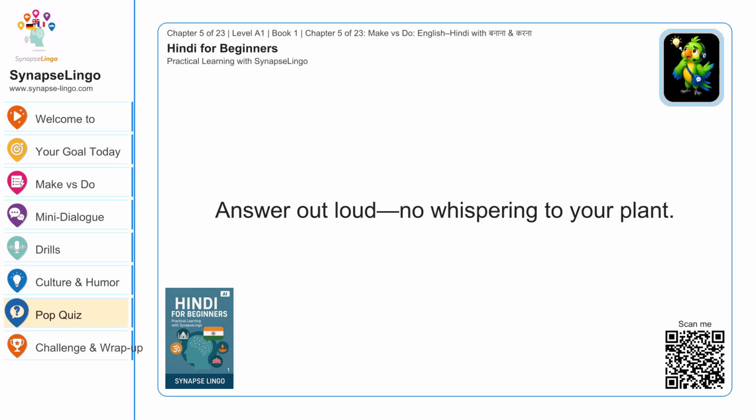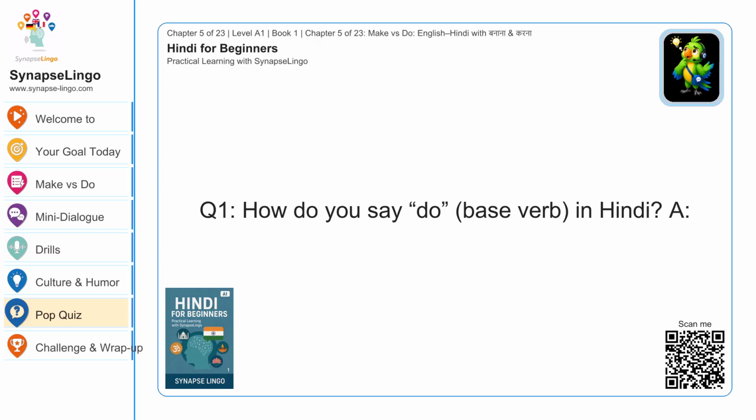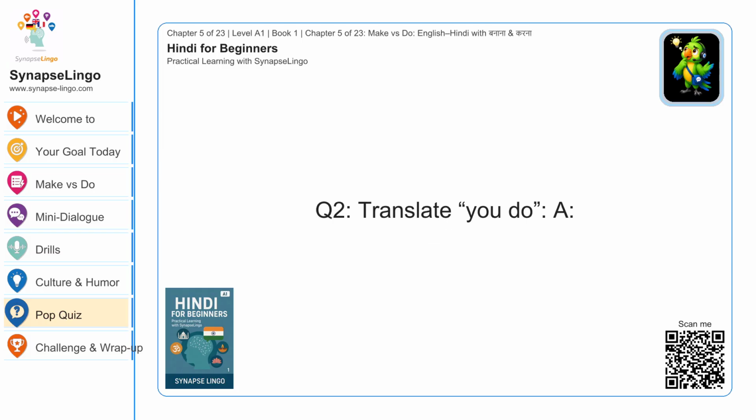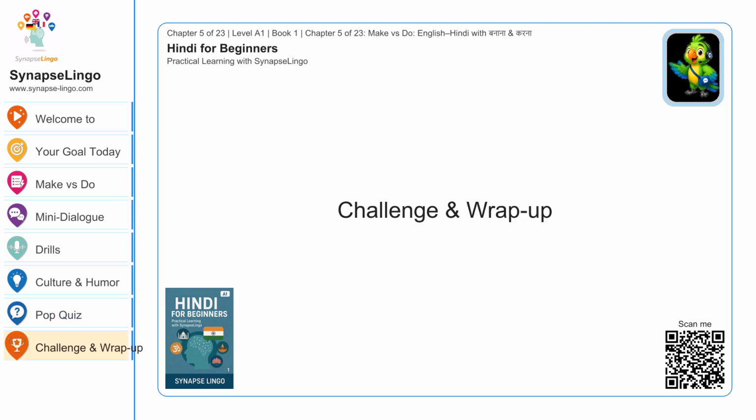Pop quiz. Answer out loud, no whispering to your plant. Q1. How do you say, do, base verb, in Hindi? A. करना. Q2. Translate, you do. A. तुम करते हो. Q3. It makes a difference. ये बनाता है. Q4. We do our part. हम करते हैं. Q5. They make wooden toys. वे बनाते हैं. Base. बनाना.